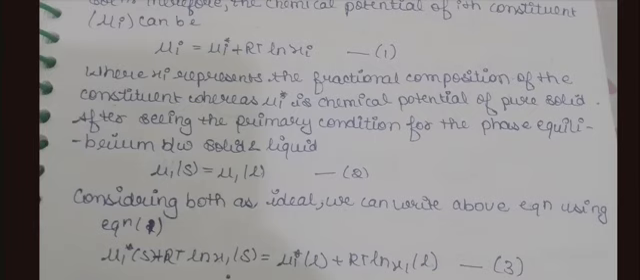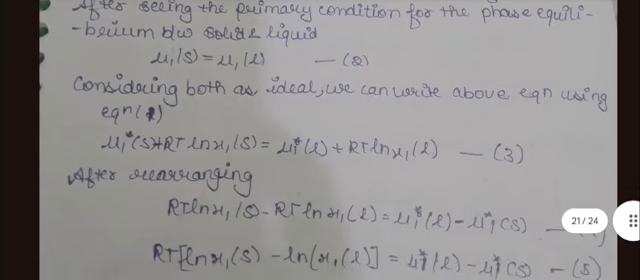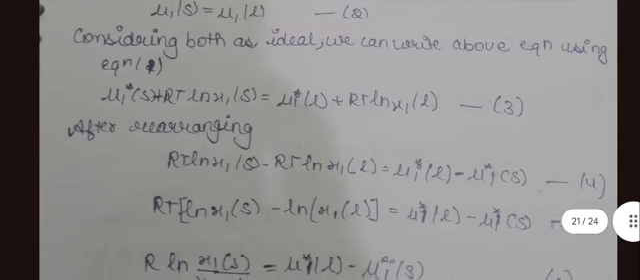After seeing the primary condition for the phase equilibrium between solid and liquid, μ1S is equal to μ1L. Considering both ideal, we can write the above equation using equation 1: μ1* S plus RT ln X1S is equal to μ1* L plus RT ln X1L.